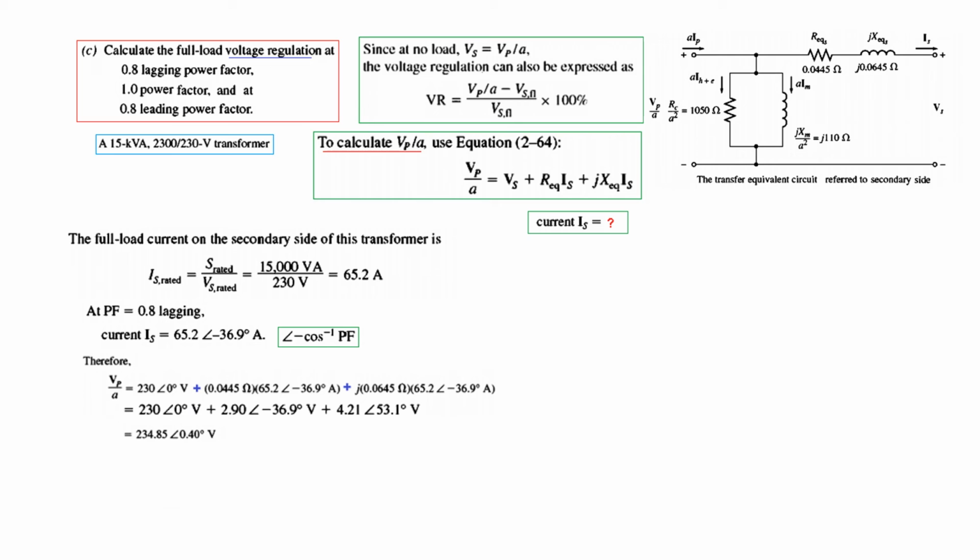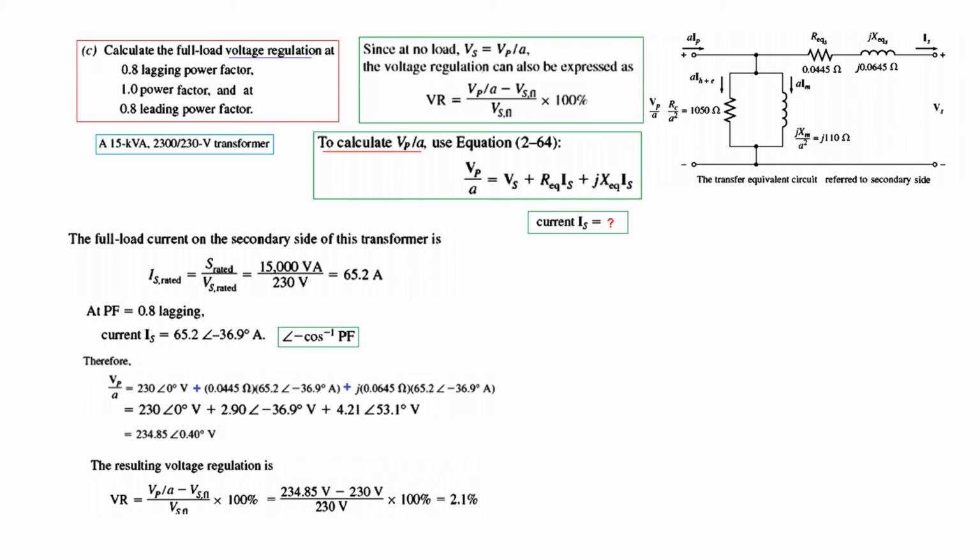So putting the values now in this equation: Vs, then R equivalent times Is. R equivalent is this value here, multiplied by this current. Similarly, X equivalent multiplied by the current, and solving we get the final answer to be 234.85 angle 0.40. We could have skipped this step, but this will help us in plotting, and that is why this is a necessary step.